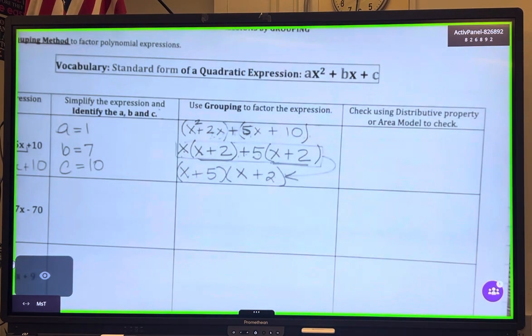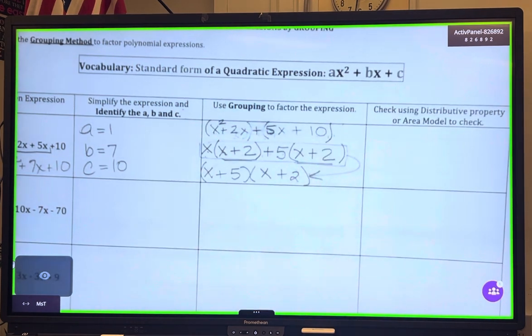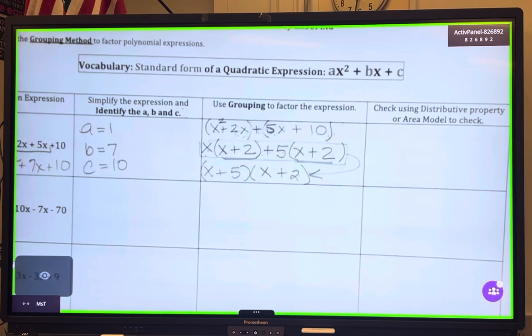And now I just did what we did with the Punnett square. We just factored this. We did the exact same thing we did with the Punnett square, except we didn't put it in a box. Right? Now, can't we check this to make sure that our answer is still correct?